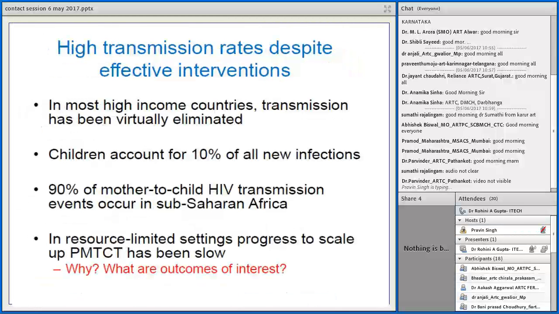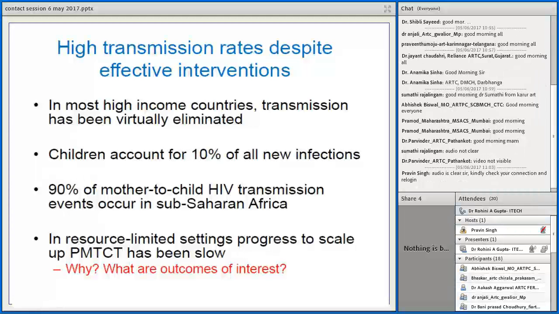Despite such effective interventions, what are the causes? In most high-income countries, the transmission has been virtually eliminated. Children account for 10% of all new infections. 90% of MTCT HIV transmission events occur in sub-Saharan Africa. In resource-limited settings, progress to scale up the PMTCT has been slow. What are the reasons? What are the outcomes of interest?